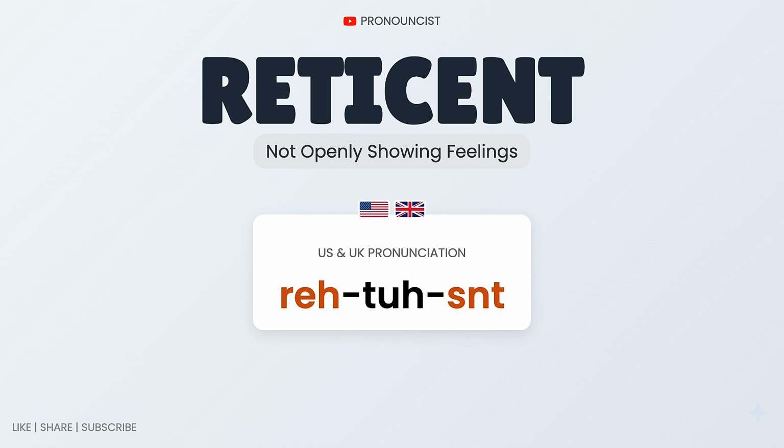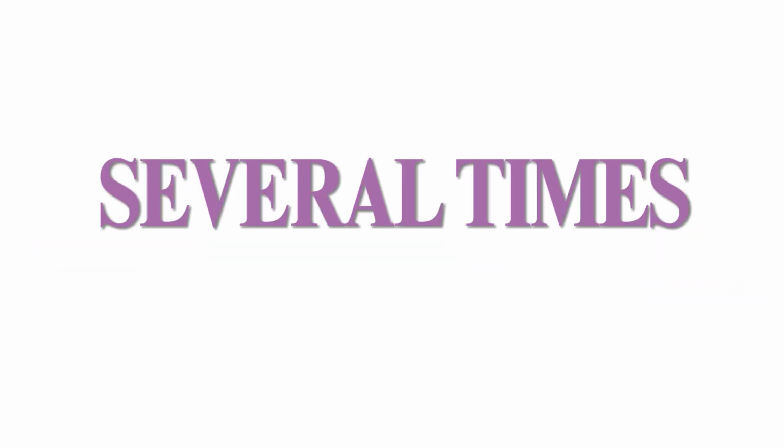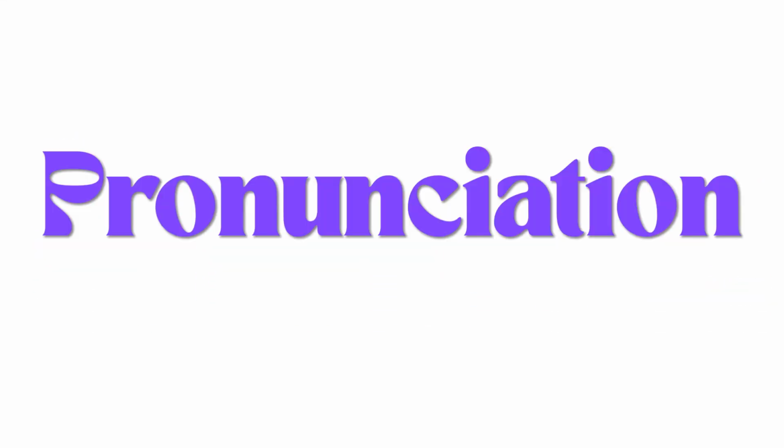Reticent. Practice repeatedly and you'll soon be able to say this word perfectly. The best way to practice is to repeat the syllable multiple times. The meaning of the word is not openly showing feelings. Try repeating this word several times to improve your pronunciation.